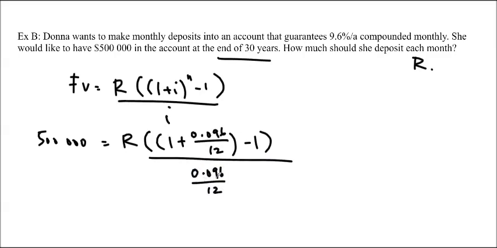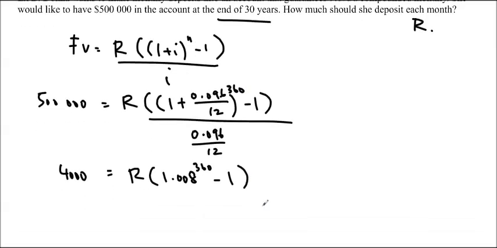And this number is actually 0.008, so we're doing 500,000 times 0.008, which is 4,000, is equal to R times 1.008. Oops, I forgot the n. The n is 30 years, and it's monthly, so 360 right there. To the 360 minus 1. Just always double check your work, because you never know if you made a mistake.